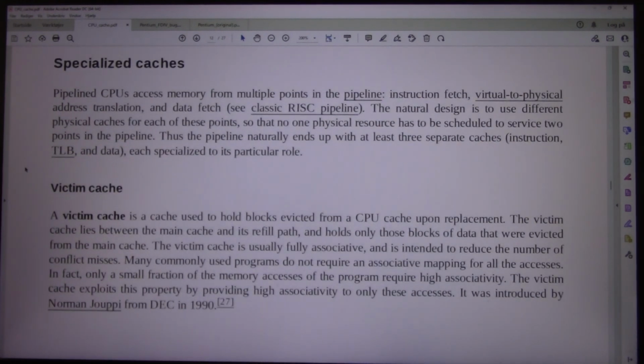Specialized caches. Pipelined CPUs access memory from multiple points in the pipeline: instruction fetch, virtual-to-physical address translation, and data fetch. See classic RISC pipeline. The natural design is to use different physical caches for each of these points, so that no one physical resource has to be scheduled to service two points in the pipeline. Thus the pipeline naturally ends up with at least three separate caches, instruction, TLB, and data, each specialized to its particular role.